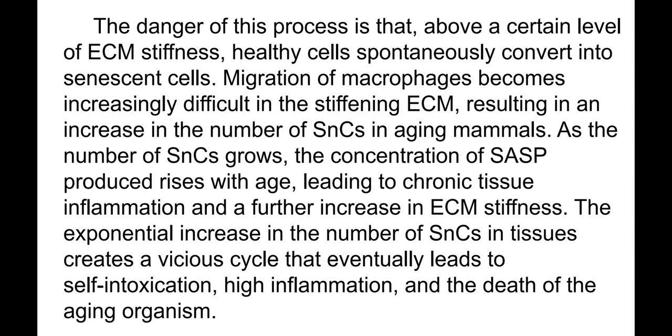Migration of macrophages becomes increasingly difficult in the stiffening extracellular matrix, resulting in an increase in the number of senescent cells in aging mammals. As the number of senescent cells grows, the concentration of SASP signal molecules rises with age, leading to chronic tissue inflammation and further increase in extracellular matrix stiffness. The exponential increase in the number of senescent cells in tissue creates a vicious cycle which eventually leads to self-intoxication, high inflammation, and eventually to the death of the aging organism.